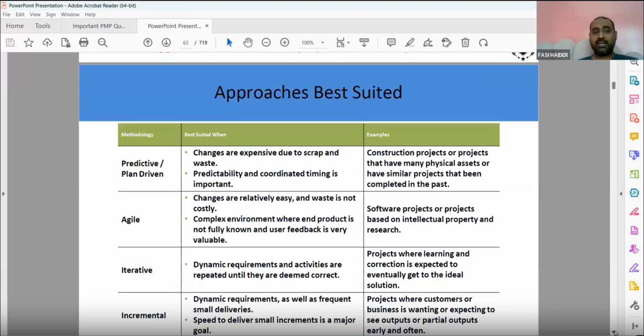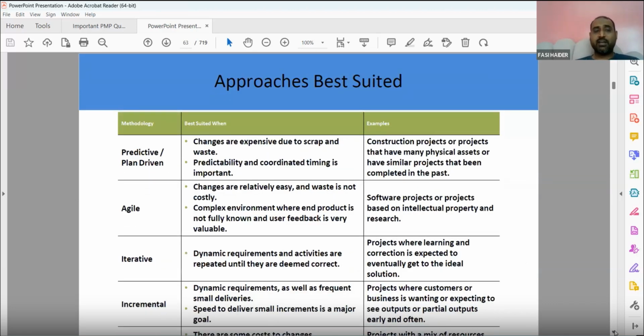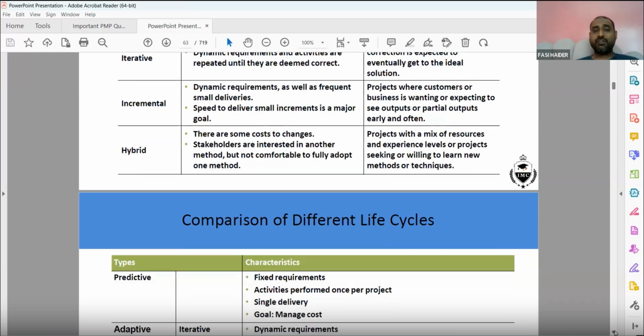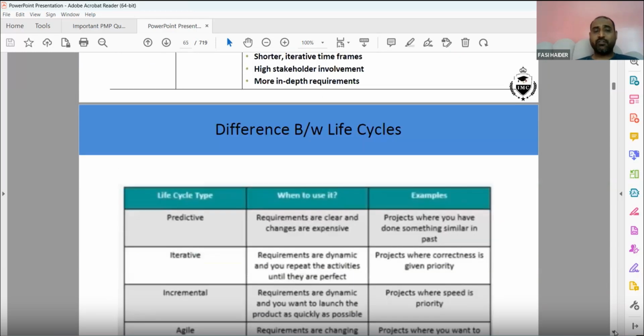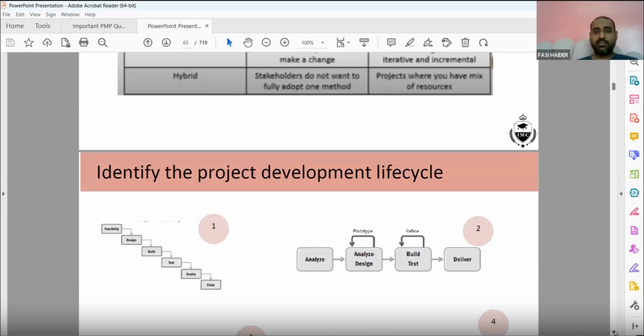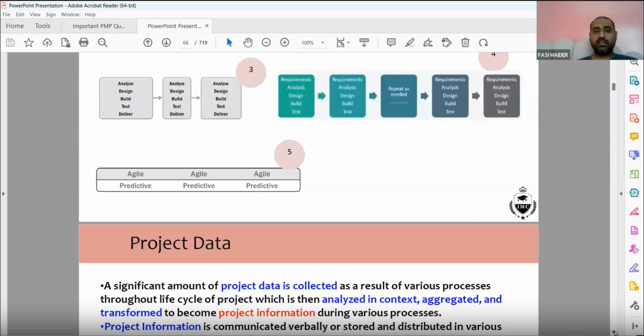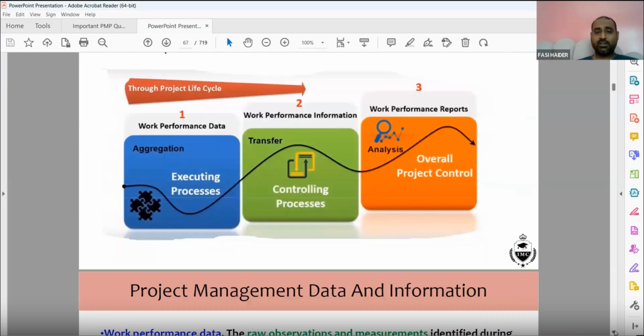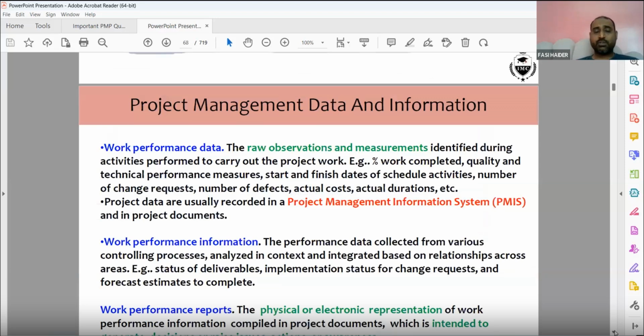We said what are the types: agile, iterative, incremental, hybrid, predictive, adaptive. Which one you have to use, and the difference between the different types of life cycles. So these are the things. What is project data? When you are doing any project, you get hundreds and thousands of data. So that is project data.